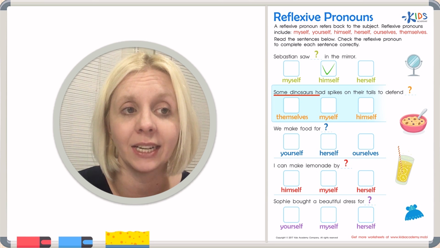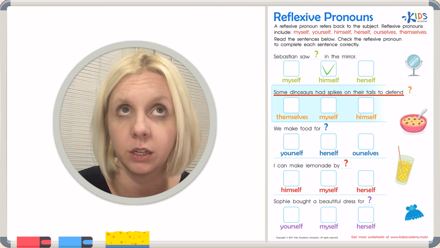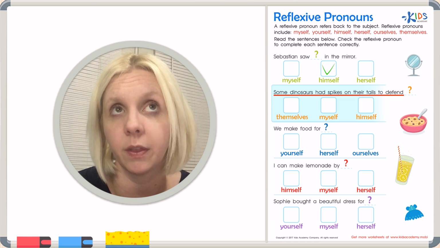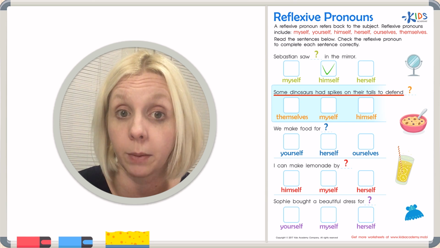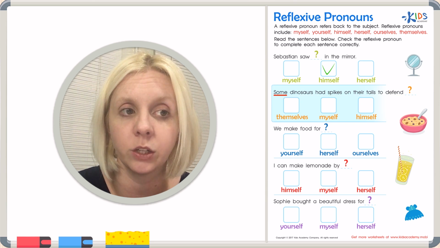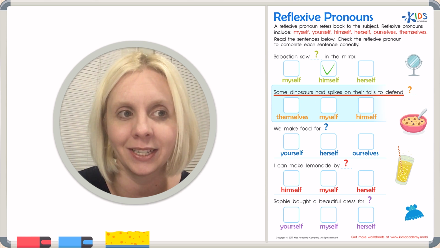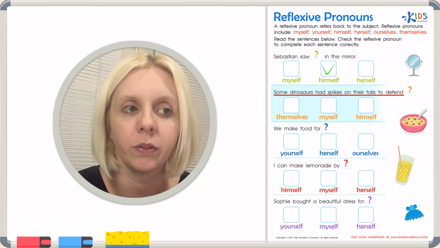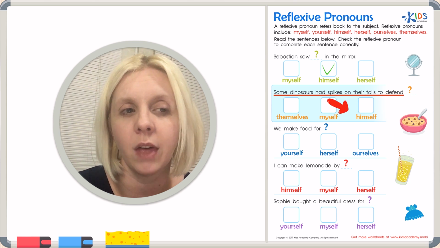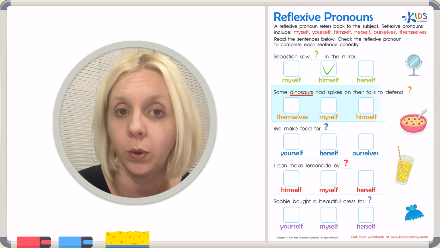Some dinosaurs had spikes on their tails to defend themselves. Does that make sense? To defend themselves. Dinosaurs defend themselves. Yeah, that one makes a lot of sense. I think that one might be the answer, but I'm going to go through and I'm going to read these other choices. Some dinosaurs had spikes on their tails to defend myself. No, that one doesn't make sense. Dinosaurs is not talking about me. I'm not a dinosaur, so that doesn't make sense. What about this one? Some dinosaurs had spikes on their tails to defend himself. Now that one could be right if we're talking about a boy dinosaur, but we don't know that, do we?